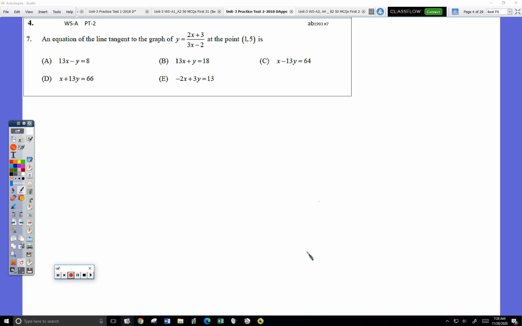So I need to take the derivative so that I can find the slope at the point 1, 5 seconds. And then I would have y prime equals 3x minus 2 in parentheses.